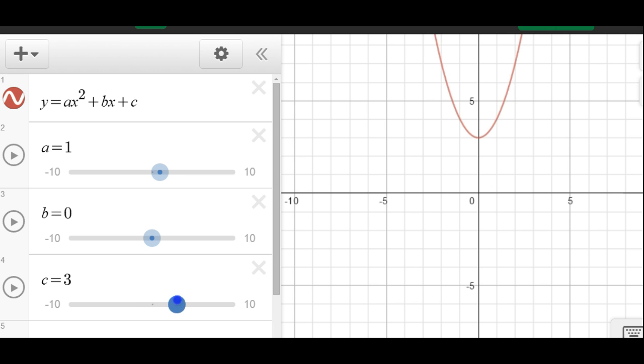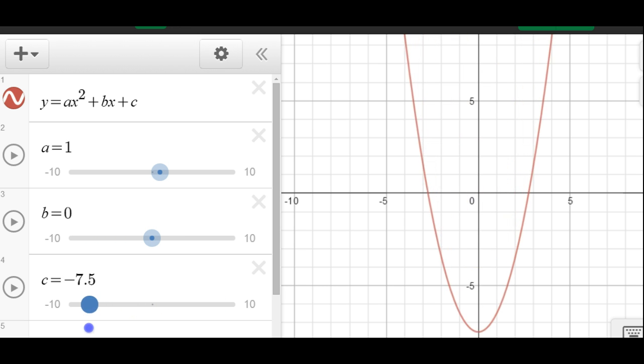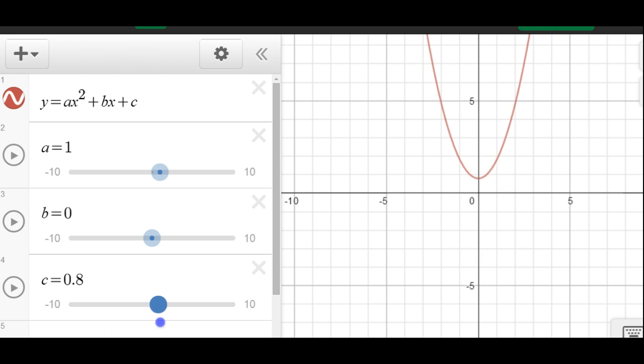And c. What's it doing here? How's it moving? Which direction is it moving?